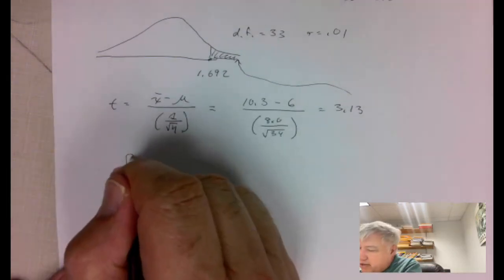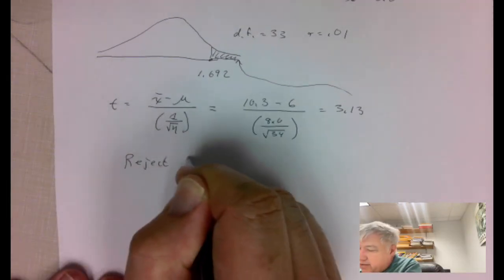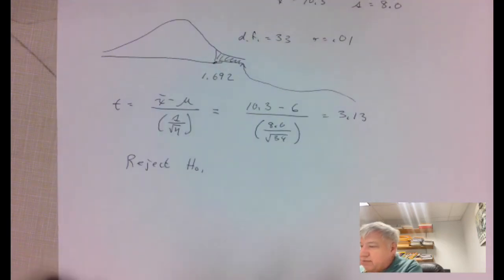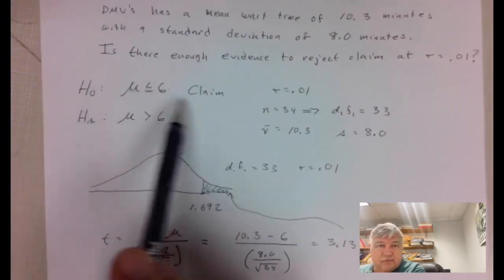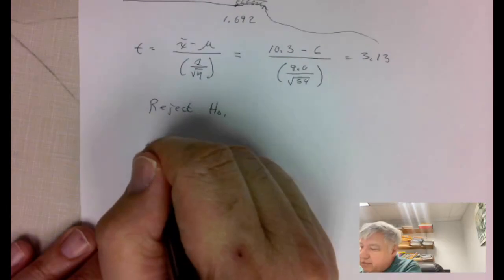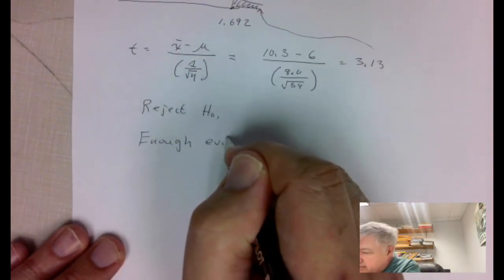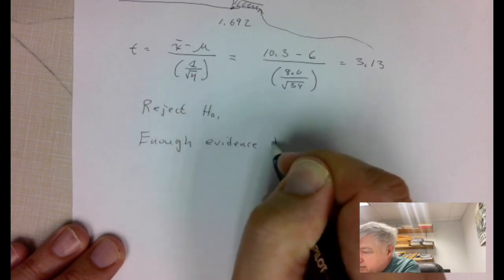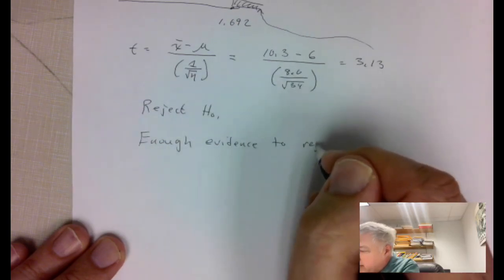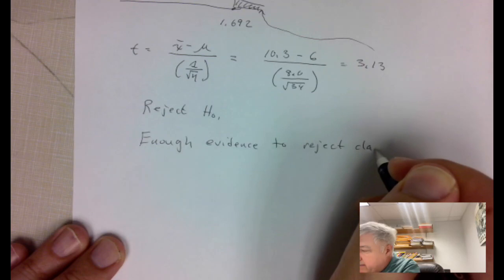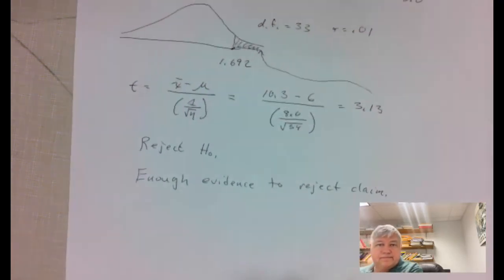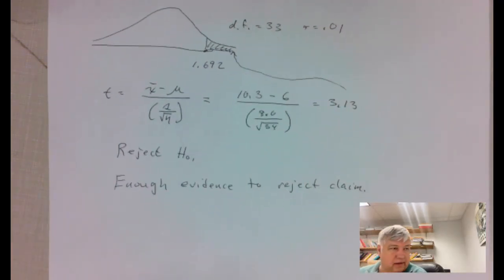So we reject the null hypothesis. And since we are rejecting the null hypothesis, we're rejecting the claim. So there's enough evidence to reject the claim. All right. Let's go to the next one.